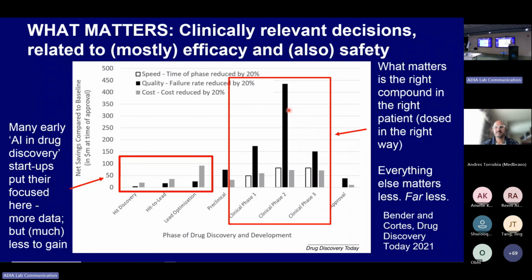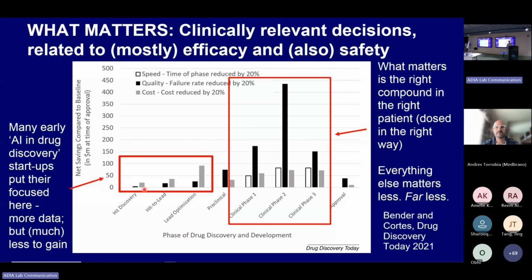But what happens in many cases, and especially the first generation of AI and drug discovery startups, some of which actually were not so successful recently, they focused on the earlier phases of drug discovery, okay? Finding a compound that's active against the protein and so on. Okay, so what's the bottom line? Pick what you focus on.